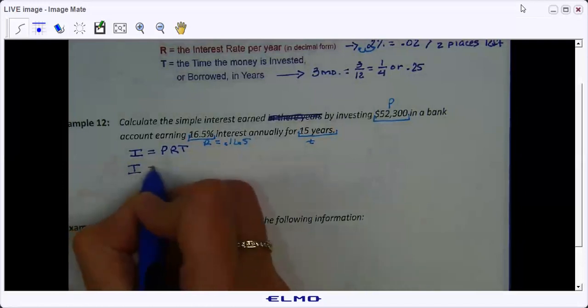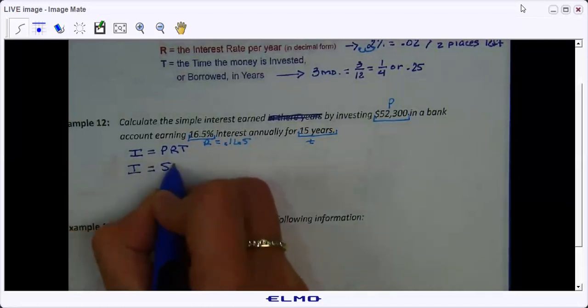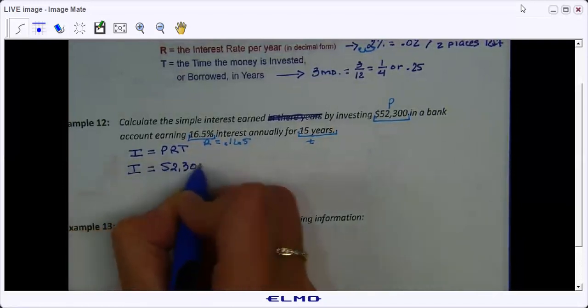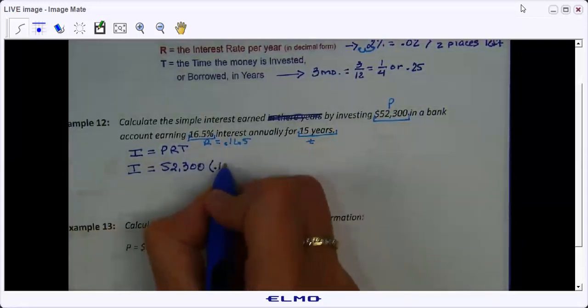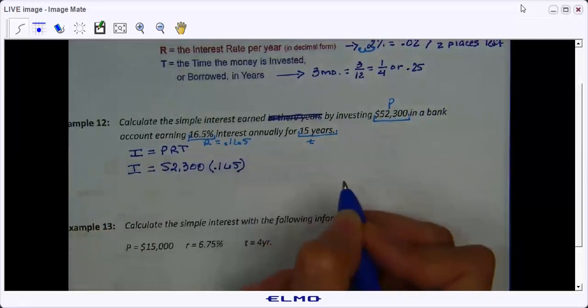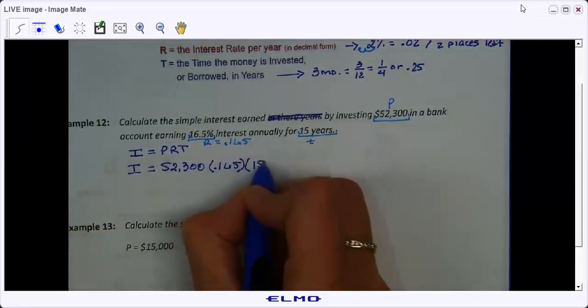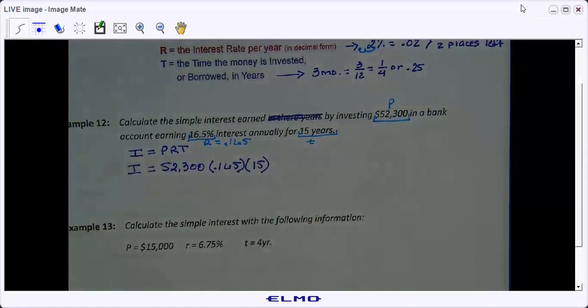Okay, so let's plug those values in. I equals the principal, 52,300, times the rate, which is 0.165, times the years, which is 15. So you just multiply all of it together. I'm gonna go ahead and give you time to multiply all of this together, then we're gonna come back and check our answer.